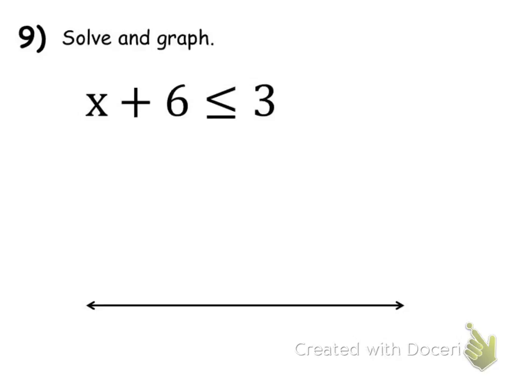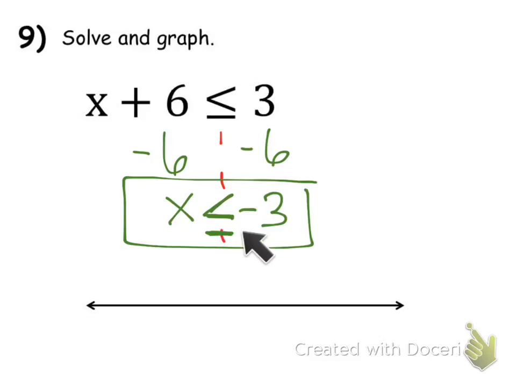How should I start this one? Subtract what? 6. Very good. I'm going to subtract 6 from both sides. So x is less than or equal to what? What's 3 minus 6? -3. Very good. Now, some students get carried away with the flipping. If your answer is negative, that does not mean flip the inequality symbol. The only time you flip it is if you are multiplying or dividing by a negative number. We didn't even multiply or divide by anything in this problem, so do not get flipping crazy.